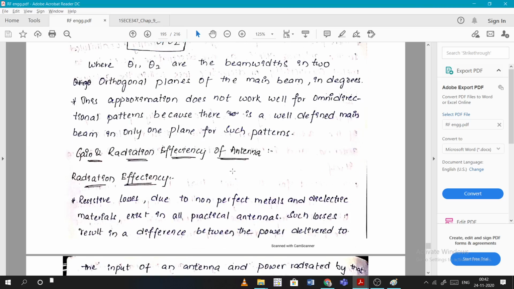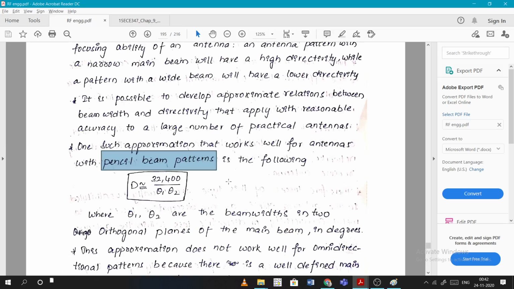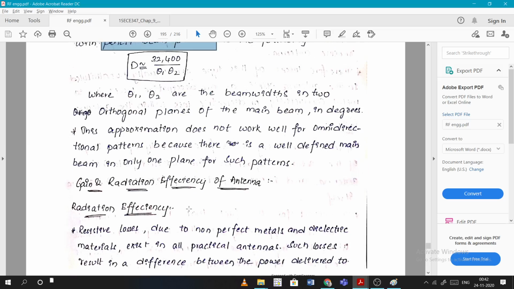So for now let's stop here. In the next lecture we'll see what is gain and radiation efficiency of an antenna.